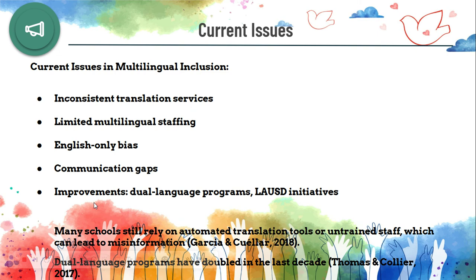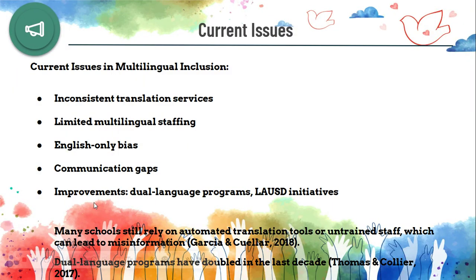Second, English-only culture still dominates schools. Many educators unintentionally equate English proficiency with intelligence or readiness, a bias that Draper warns is harmful and inaccurate. Third, there is a shortage of multilingual staff members in front offices, counseling departments, and administrative positions. This often creates a barrier for families seeking information or help.